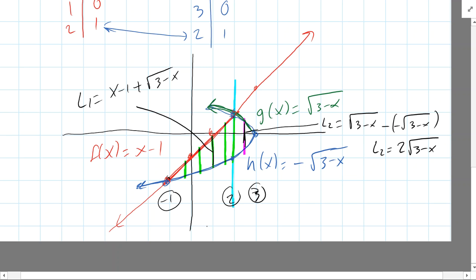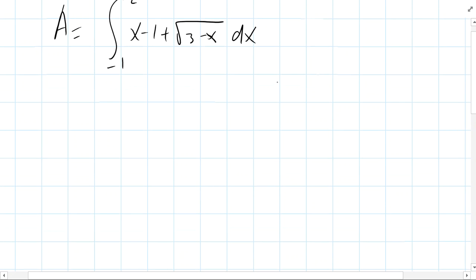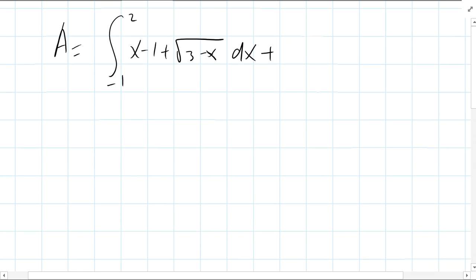Can I go to the next page? Yes? Nobody's screaming. Okay, so where did we get to? Our area is equal to the first integral. I am integrating from -1 to 2, right? Of L1, which is x minus 1 plus the square root of 3 minus x dx. OMG, I do not want to do that with y'all. And then it's plus the integral from 2 to 3 of 2 square root of 3 minus x dx. Royal pain.